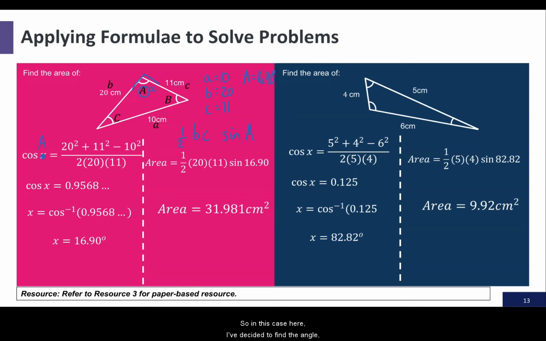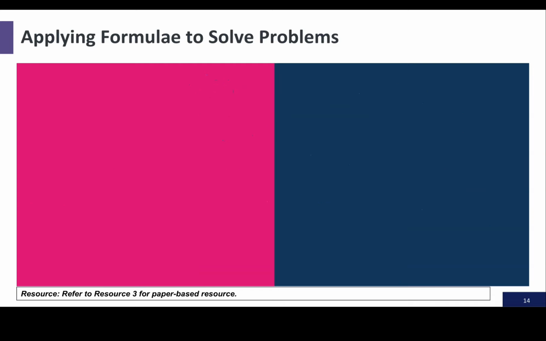In this case, I've decided to find the angle which is up here, and the area comes out as 9.92. Now you might have done this problem, got the correct answer, and your labellings would have been entirely different, or you would have found a different angle. It doesn't matter. All those methods are fine. Here's another problem.